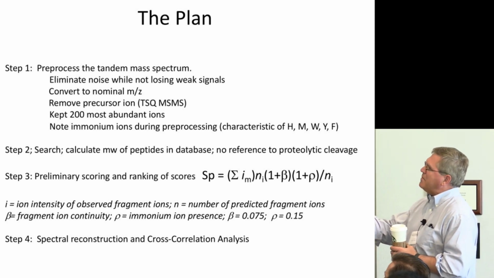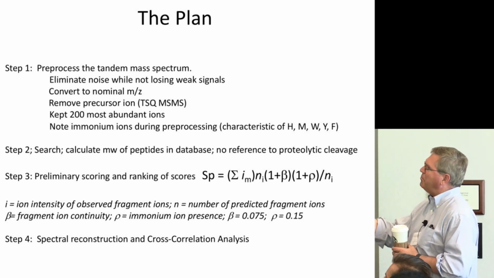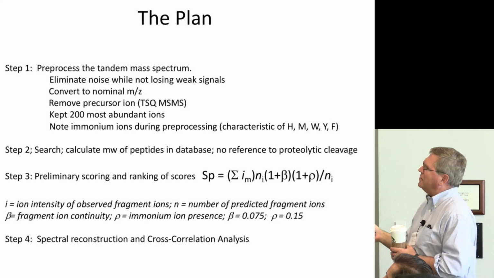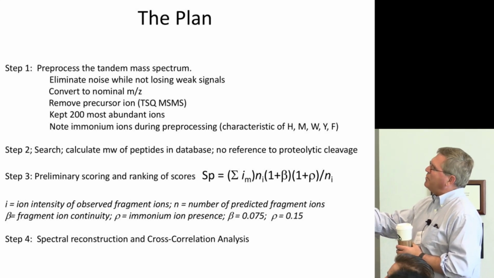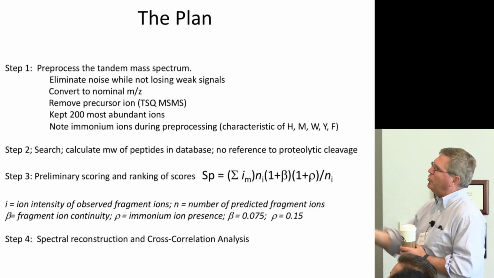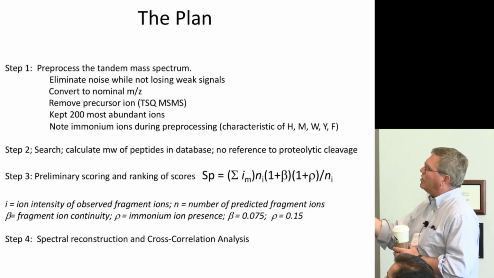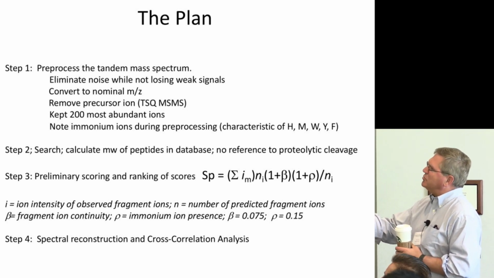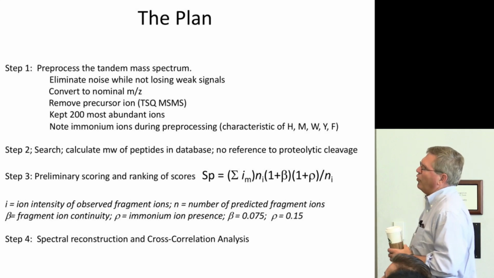Preliminary scoring. We came up with a way to do a preliminary scoring and ranking of scores based on this formula. If you want to know what all that means, you can go back to the original paper. Oh, it's right here, actually. I is the ion intensity of observed fragment ions, N is the number of predicted fragment ions, and beta is fragment ion continuity. So if we had a continuous series of fragment ions, we gave it an increase in score. If ammonium ions were present, and that was present in the sequence, we gave it a boost in score, and so forth.